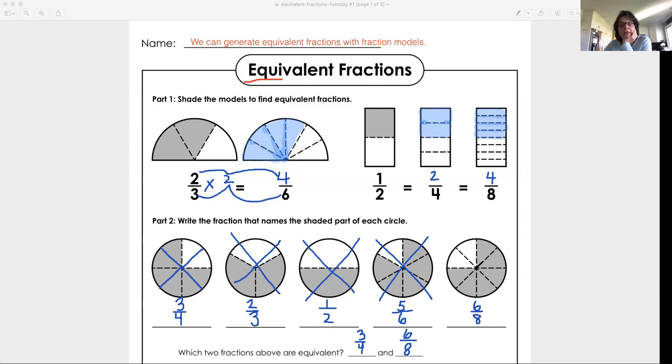Okay, and then when we look at the number shaded, well, 1, 2, 3, 4, 5, 6/8 were shaded, just like in this one, 6/8 were shaded. So that's why 3/4 and 6/8 are equivalent fractions.